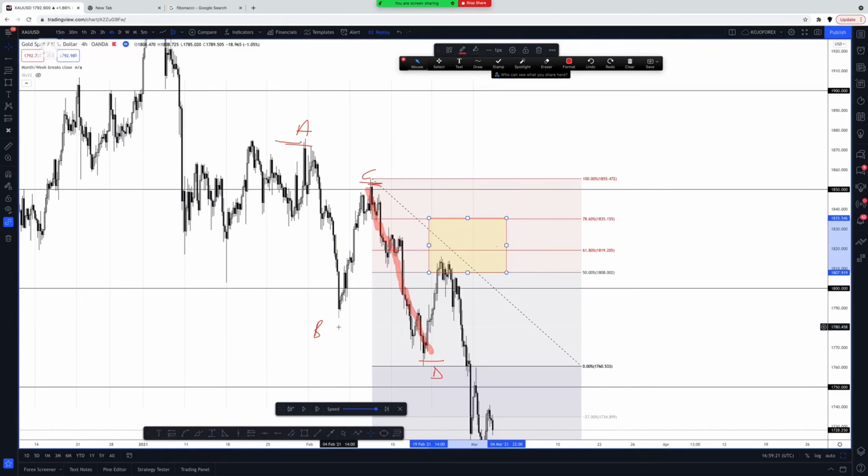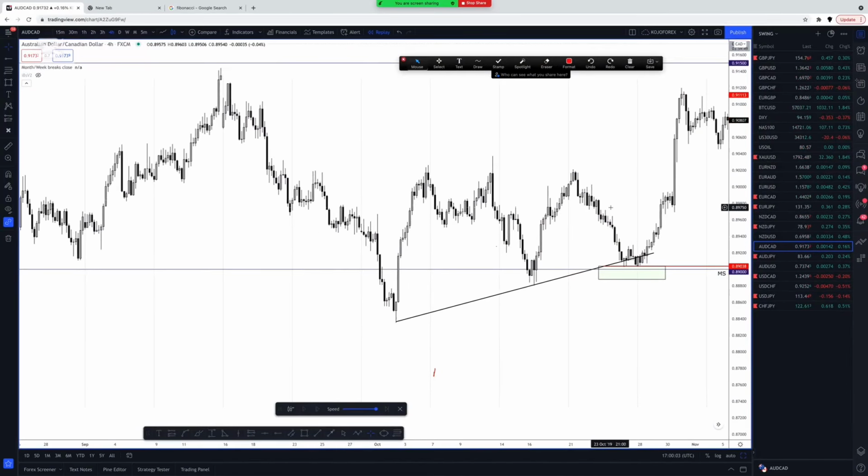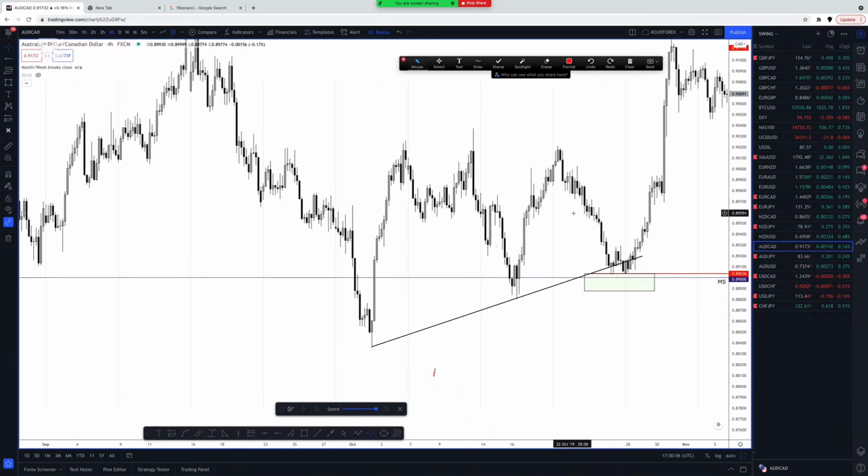Let's look at a bullish scenario as well, and then we'll end our lesson on Fibonacci, right? So in looking at a bullish scenario, we're going to use AUD card, which was one of the examples we used when we were talking about trend lines, right?